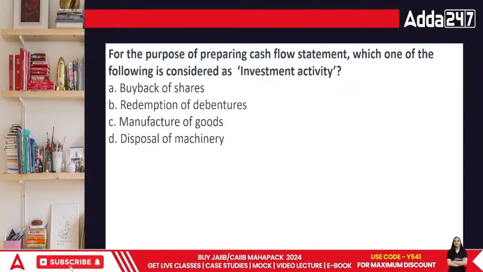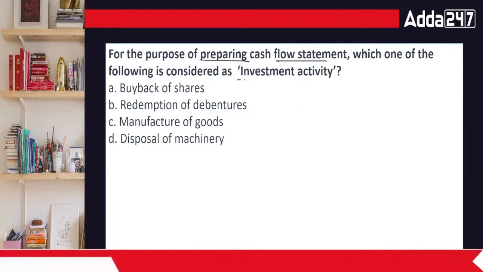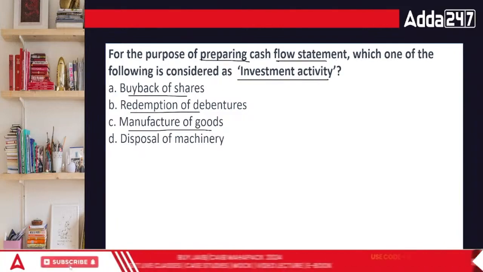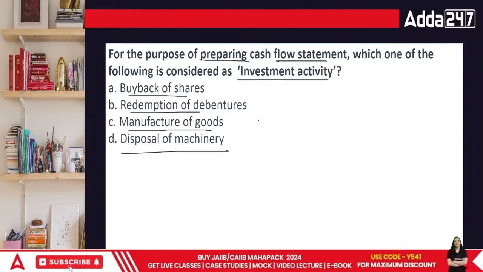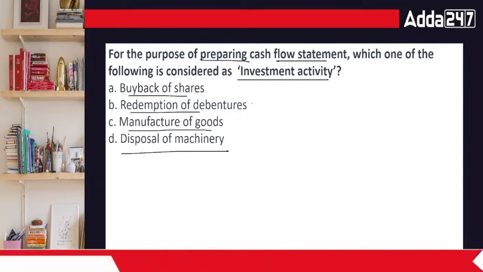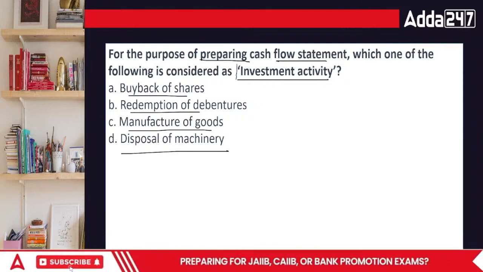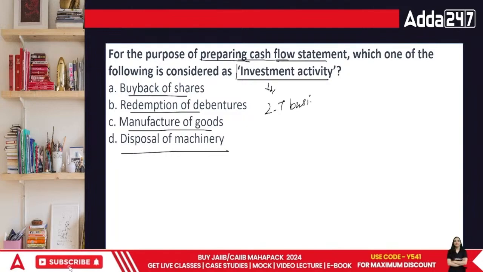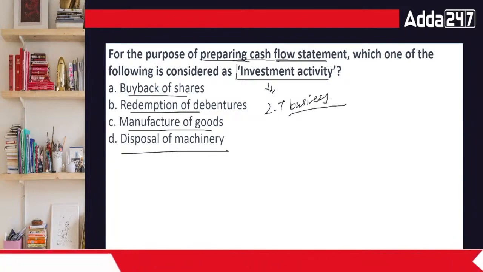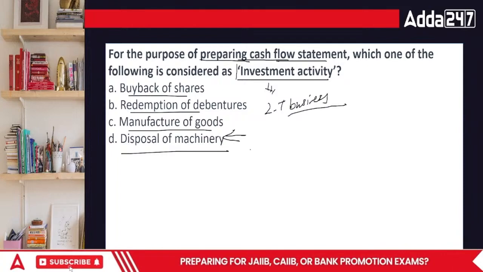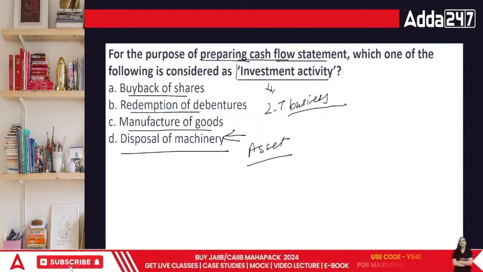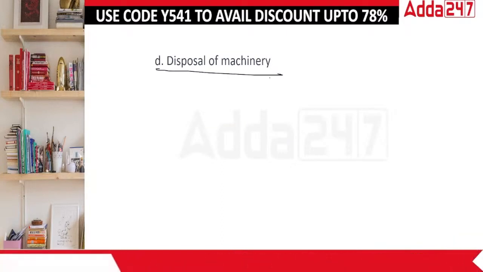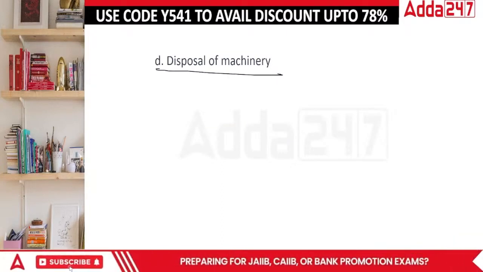For the purpose of preparing the cash flow statement, which one of the following is considered investment activity? Buyback, redemption, manufacture of goods, or disposal of machinery. Investment activity means that activity where you are involved in your long-term business, bringing something good into the business. Here you are disposing of your machinery, an asset. So the correct answer is disposal of machinery, which is an investing activity, everyone.